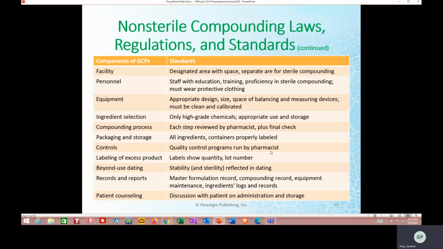This one, just look over it. It's pretty much FYI. I don't need you to remember everything that's on page 15. It just sets the rules and regulations for non-sterile compounding. But just overlook it. I wouldn't dwell too deep into it.